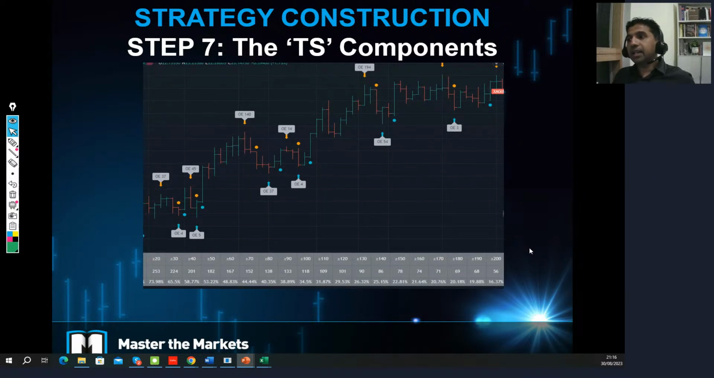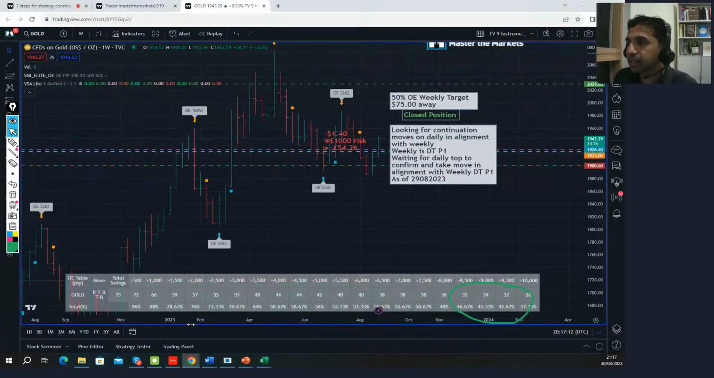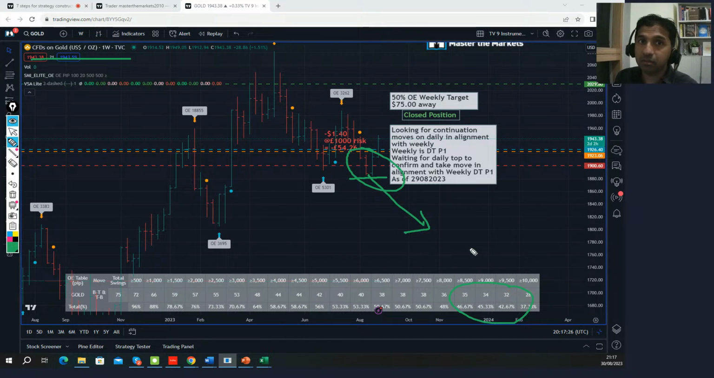Okay, traders. Now, finally, this brings me to the final part, which is whenever you have a smart money framework, which is what our smart money indicator gives you, you can trade with conviction because you will know the exact probabilities that you're trading with. As you can see over here on gold, I can know what the probability is for this trade to take out that low and to continue on further down, or to make a turning point over there.